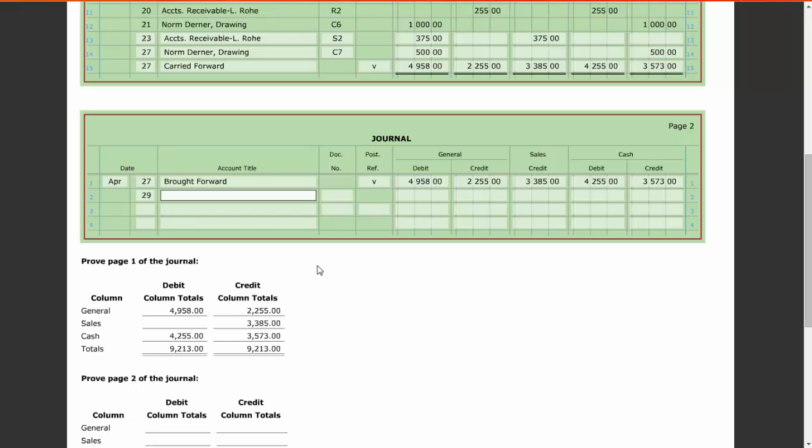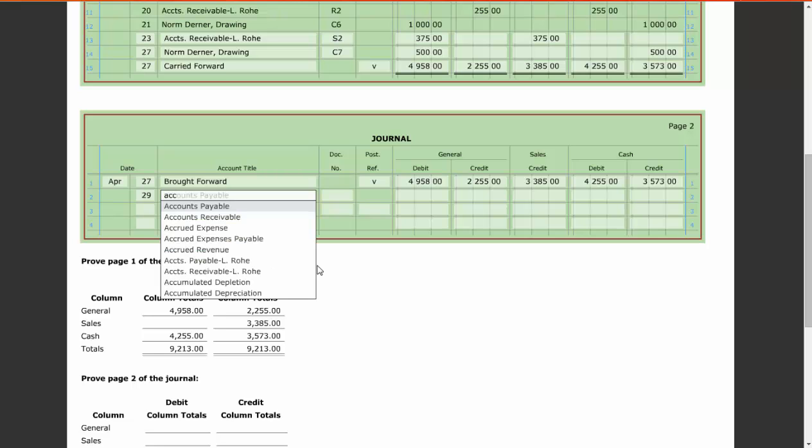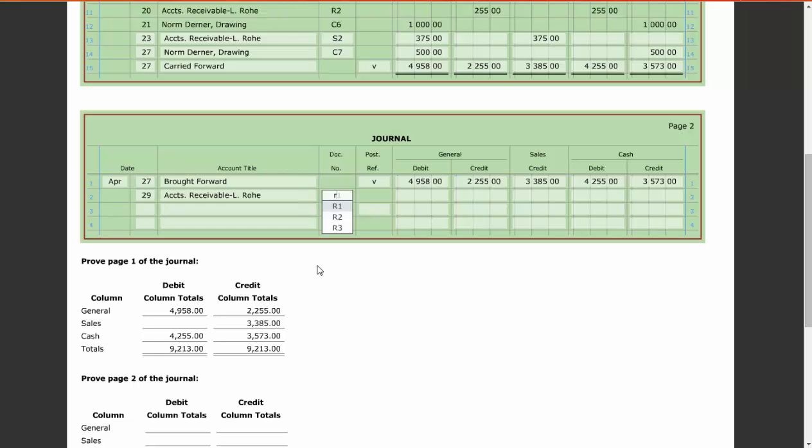Would you agree? So I like to help you figure out the easy way to figure out one of them, so then you just have to think about where the other account title is. So, Chris, what's the other account title? Accounts receivable, because we're actually going to receive money. Accounts receivable, L. Rowe. And then we're going to do R3. And we're going to do general credit of $300 and cash debit of $300.